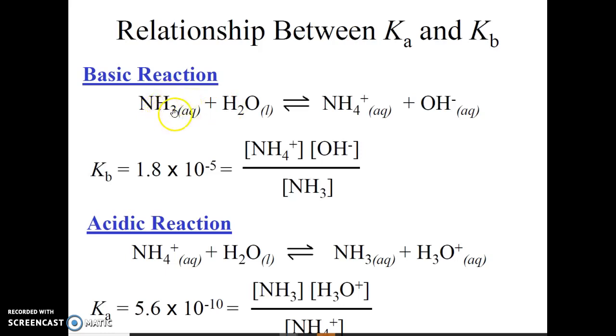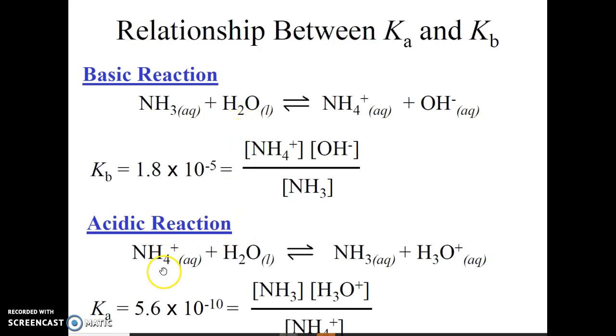So if we take NH3, add it to water, we produce NH4+ and OH-. That's the basic reaction here. The Kb value here is 1.8 times 10 to the negative fifth. And the expression for that would be the concentration of my products, which would be NH4+ and OH-, over the concentration of my reactants, which would just be NH3, because, again, we would leave water out since it's a liquid.